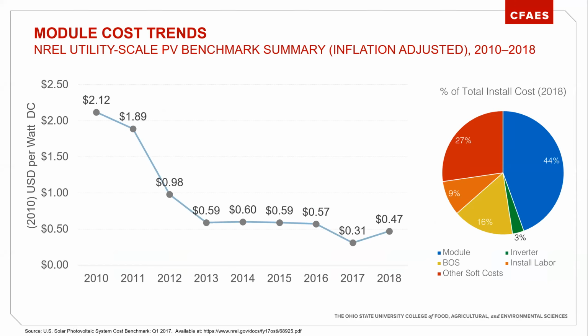And the pie chart there shows the BOS, the balance of systems, is what that abbreviation stands for. Module, inverters, soft cost, labor. So right around 44% of the total cost is just for the modules themselves. And interestingly enough, if you look back to 2010, where module costs were $2.12, the total installation cost was $4.63 per DC watt. So 45% of the total installed cost was for modules. That number has remained relatively consistent, even though the cost of the modules has come down.